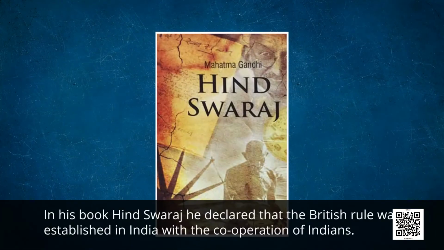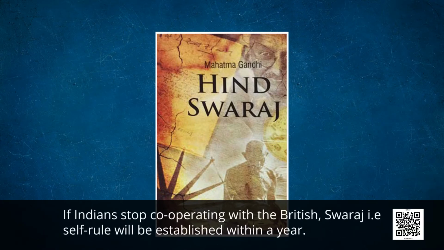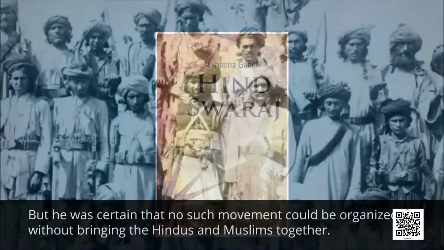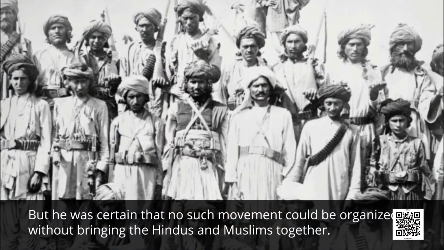In his book Hind Swaraj, he declared that British rule was established in India with the cooperation of Indians, and if Indians stop cooperating with the British, Swaraj, that is, self-rule, will be established within a year. But he was certain that no such movement could be organized without bringing the Hindus and Muslims together.